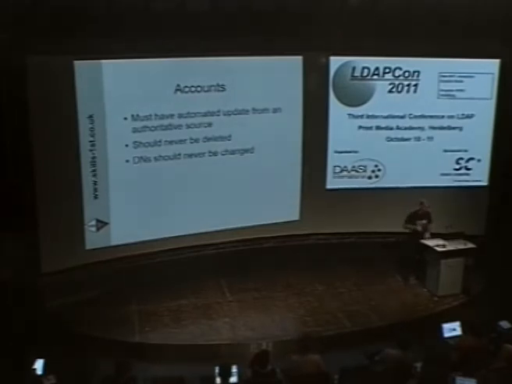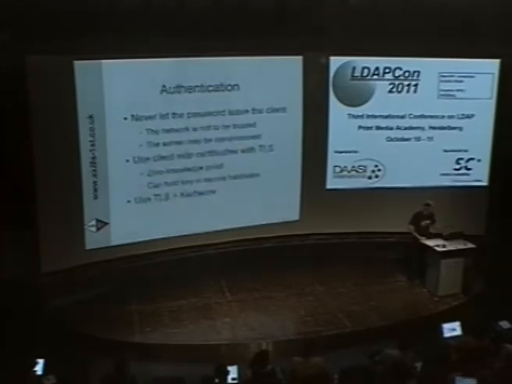Similarly, never change a DN. DNs crop up all over the place, they're stored outside the directory. Whatever access I might have to try and enforce data consistency within the directory, I can't control what other people have done. And if they're using DNs as a link into the directory, if I change somebody's DN, I've broken it. So don't.